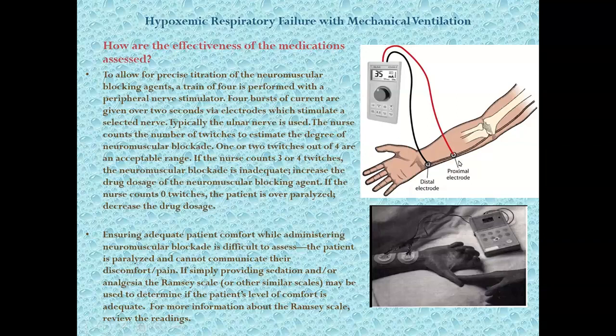And we don't want 0 twitches. So that gives you not a real wide range. It's 1 or 2 twitches. You don't want 0. You don't want 3 or 4. So what happens when you see 0 twitches? That means that nerve is not responding at all, and the patient is over paralyzed, so you would reduce the paralytic agent. What happens if you see 4 twitches? That means the patient is under paralyzed and you want to increase the neuromuscular blockade. You've got to get this in your head because you're doing opposite things. Too little paralysis, you want to increase the medication. Too much paralysis, you want to decrease the medication.